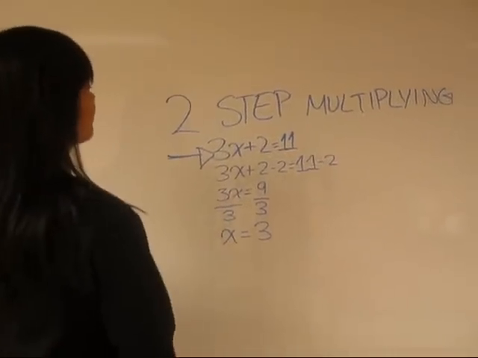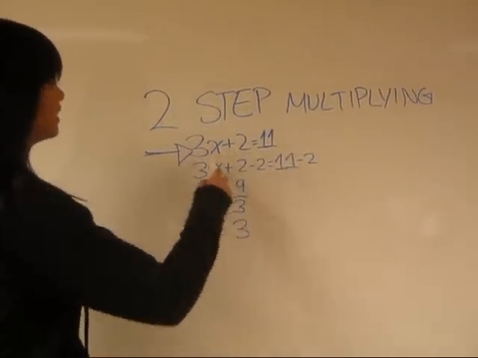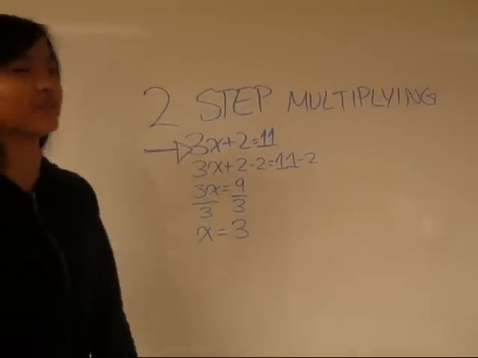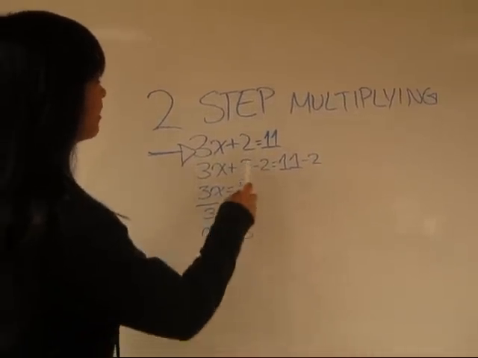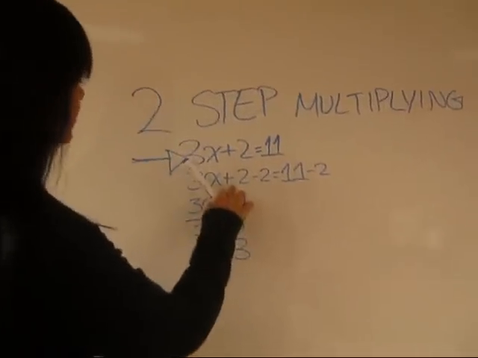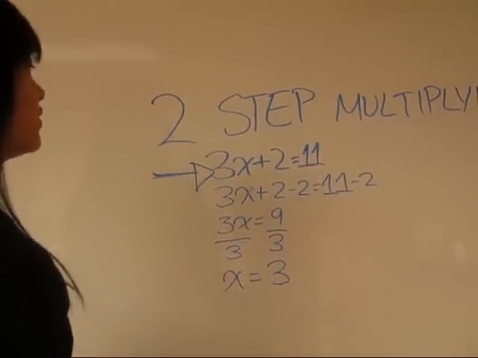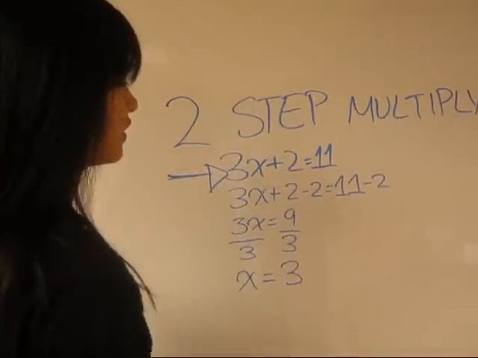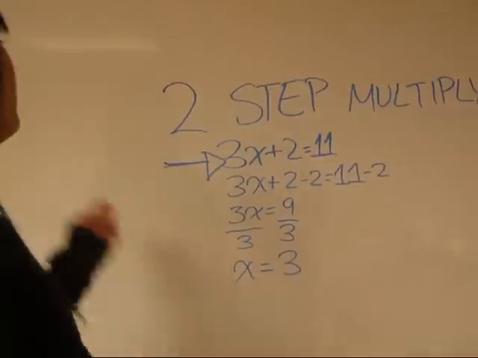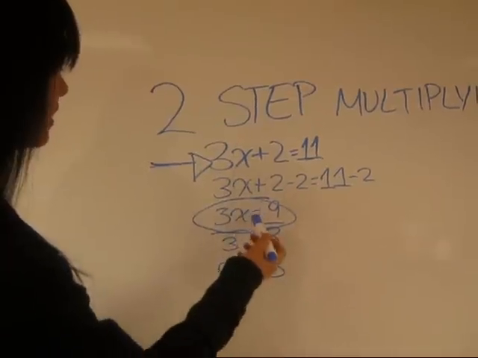Okay, first thing we're going to learn about is two-step multiplying. The first thing we have to do is write down our equation. This is a variable, and we don't know what the number is, and we have to find out. So the first thing we do is cancel out the constant. Since it's a positive 2, we're going to use a zero pair and use a negative 2 to cancel it out. So what you do to one side, you do to the other. So we have to do 11 minus 2, or negative 2. And then we simplify it to this, which is 3x equals 9.